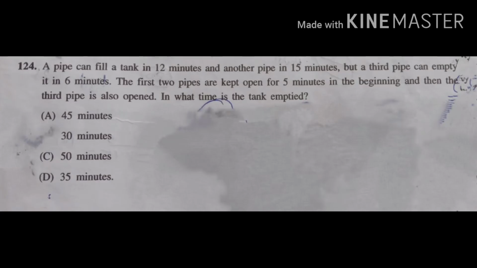Move to the 24th question. A pipe can fill a tank in 12 minutes, another pipe in 15 minutes, but a third pipe can empty it in 6 minutes. The first two pipes are kept open for 5 minutes in the beginning, and then the third pipe is also opened. In what time is the tank emptied? Option A 45 minutes, B 30 minutes, C 50 minutes and D 35 minutes.